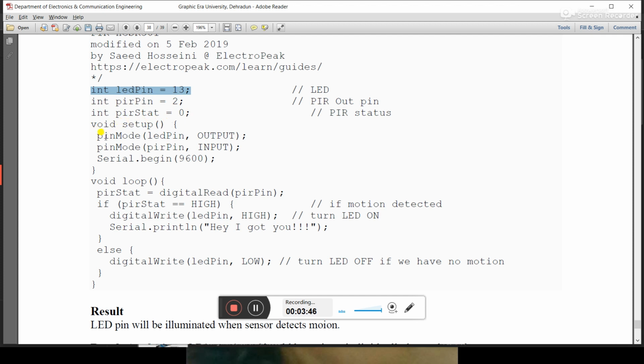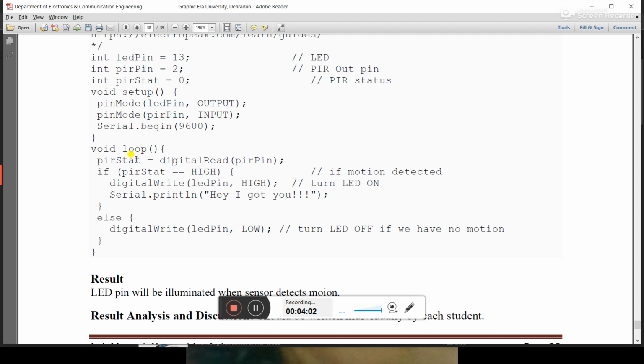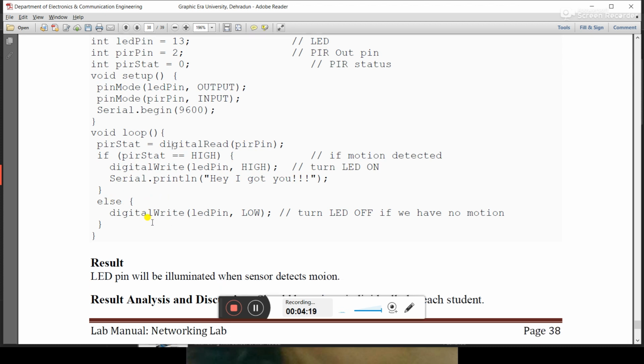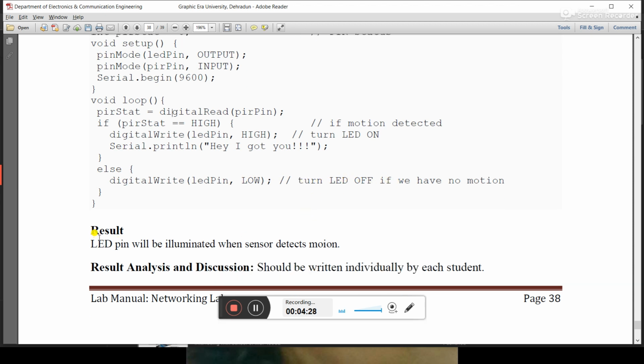Now void setup. Pin mode LED pin is output and PIR pin is input. Serial begin 9600, we are providing a 9600 baud rate for the serial. Here we are checking the status of the PIR pin by digital read PIR pin. If the status is high, digital write LED pin high. You can print some words also. For example, here I have written, hey, I got you. If it is low, then do nothing, and the LED will be off. That's how it works basically.